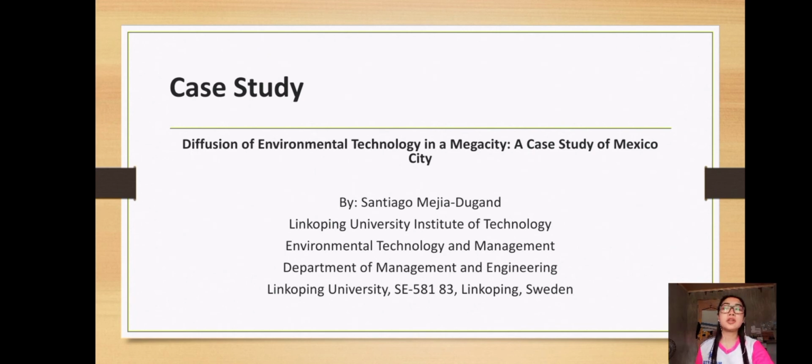So a case study for this technological impact assessment was written by Santiago Mejia Dugan of Linkoping University Institute of Technology, Environmental Technology and Management, Department of Management and Engineering, Linkoping University, Sweden. The title of this case study is Diffusion of Environmental Technology in a Megacity, a case study of Mexico City. So it is actually just an overview of this case study.